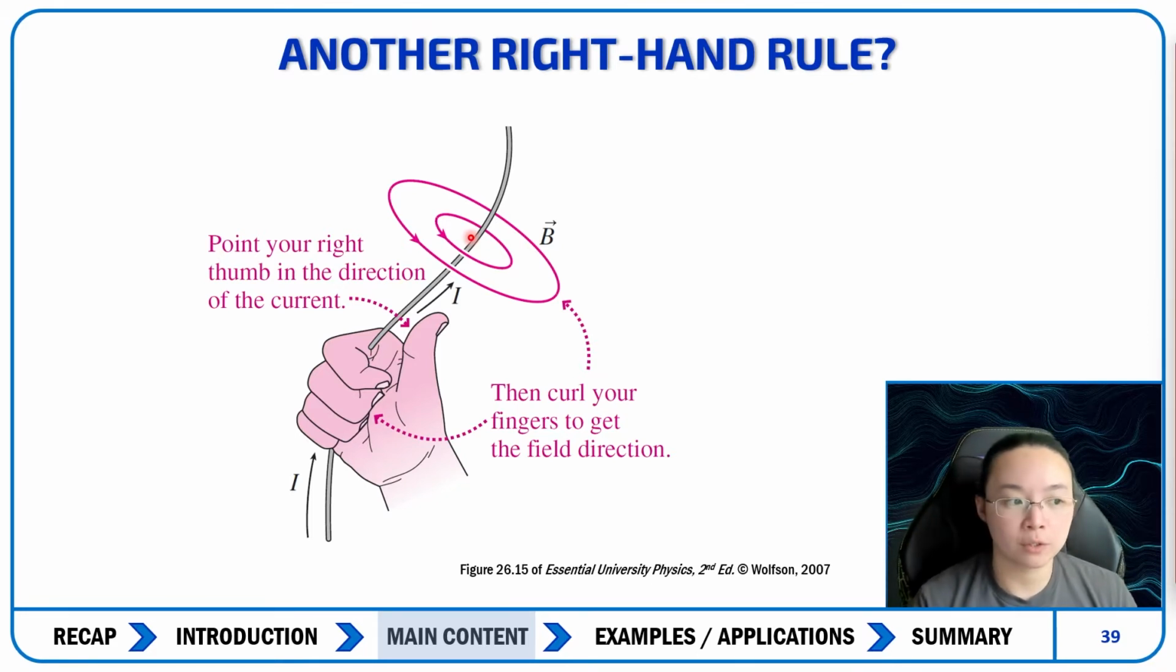Likewise, if you're given the direction of current, all you have to do is point your thumb in the direction of the current and then see where your fingers wrap around to get the direction of the magnetic field.